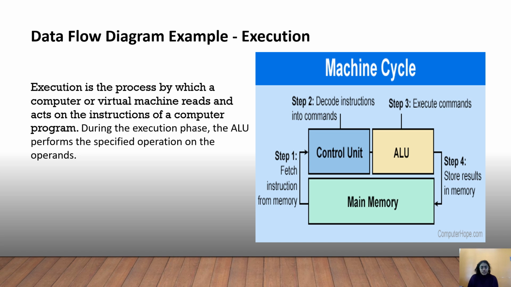Execution. Execution is the process by which a computer or virtual machine reads and acts on the instructions of a computer program. During the execution phase, the ALU performs the specific operation on the operands, and you can see here the machine cycle of execution. In step 1, it fetches the instruction from main memory, and in step 2, it decodes the instruction into commands, and then in step 3, it executes all the commands by the arithmetic logic unit, and in step 4, it stores the results in main memory.